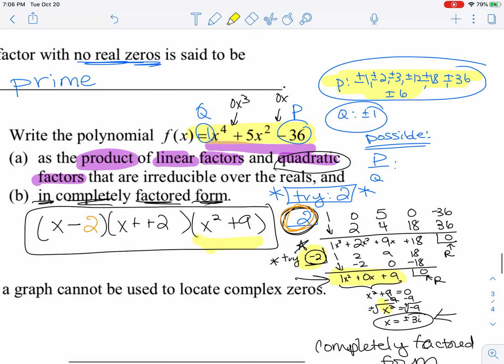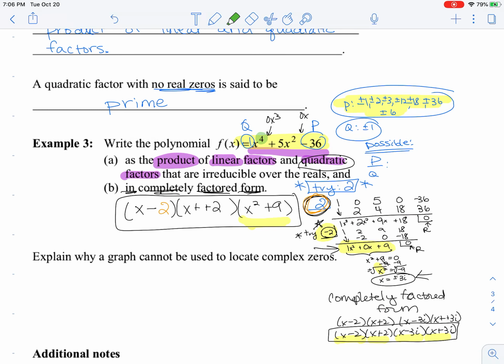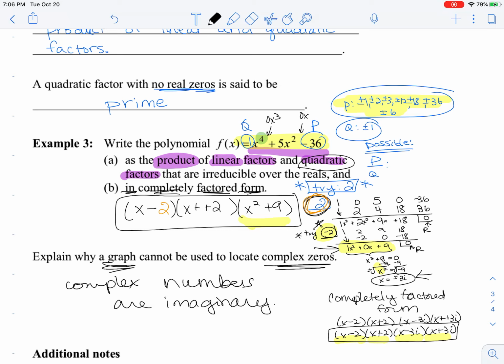And if we look at our highest term on our function, it's a 4. So we knew we would have 4 roots. Okay. And the reason why we cannot graph complex zeros is because complex numbers are imaginary. So imaginary roots don't cross on the x-axis, okay?